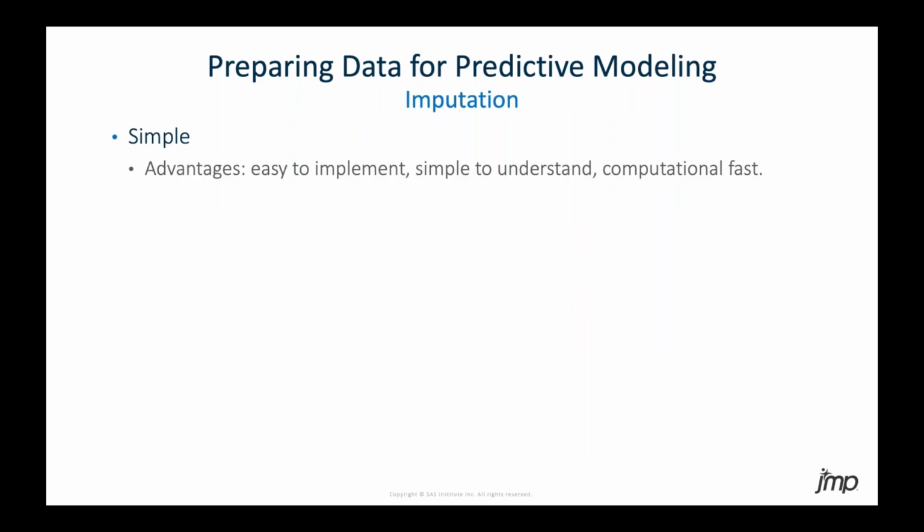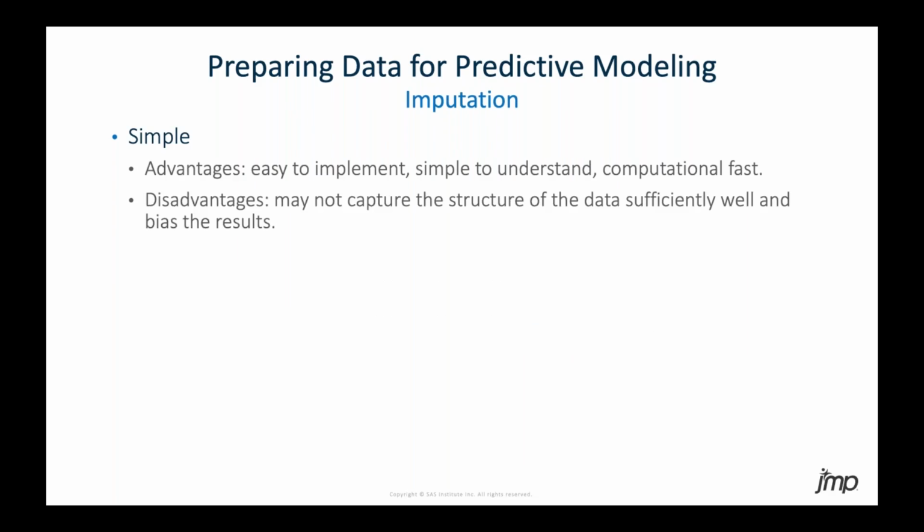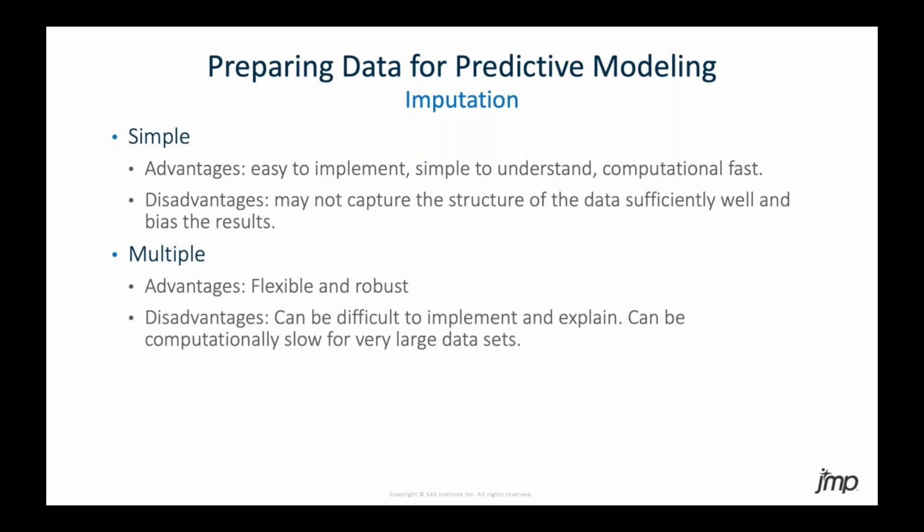So, advantages and disadvantages. With the simple case, it's easy to implement, simple to understand, and computationally very fast. The disadvantage is you just might not capture the structure sufficiently well and bias your results. Multiple imputation is flexible and robust, but it can be difficult to explain and implement, and can be computationally slow for very large data sets. So again, something to keep in mind.